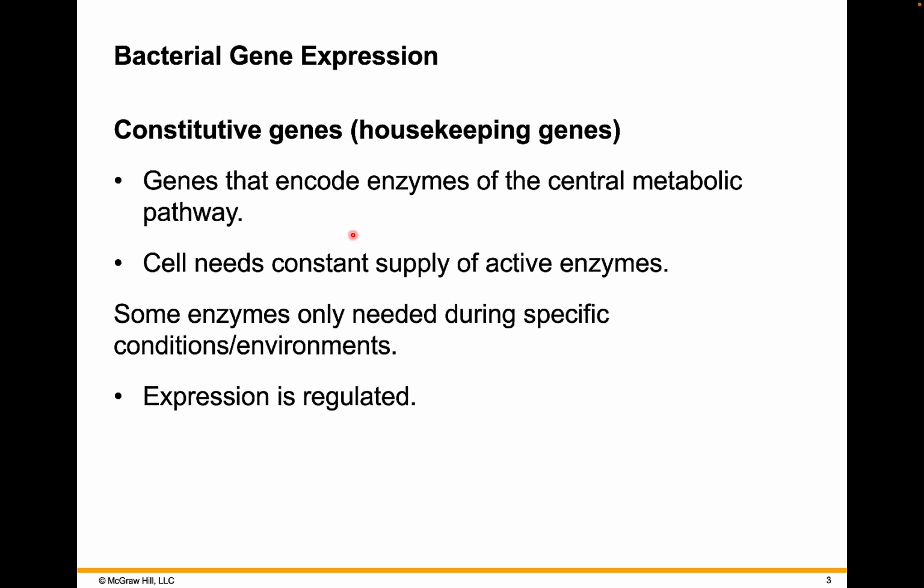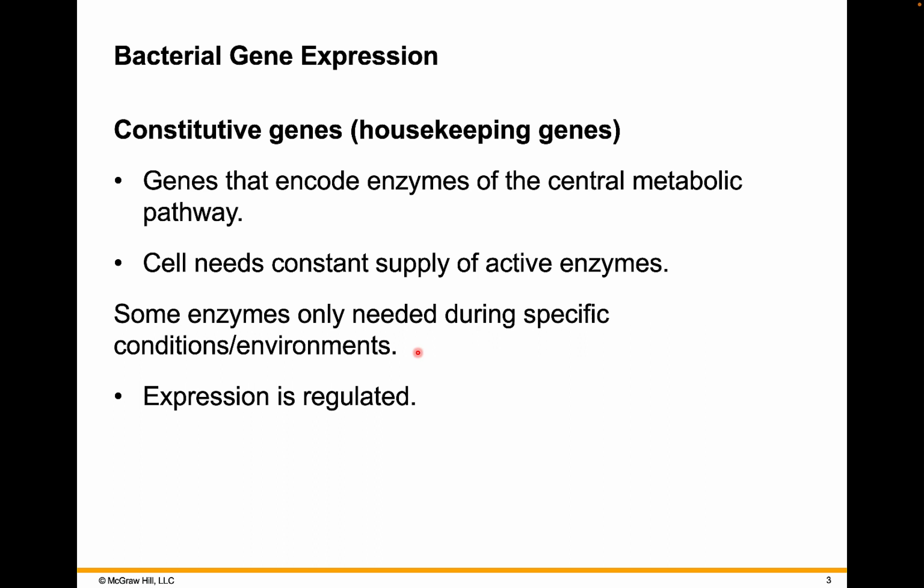On the other hand, there are some enzymes that are only needed during specific conditions in the environment. In a eukaryote, this could be very specific to a tissue. Say, for example, a liver will synthesize some enzymes that will never be produced in a nerve cell. A nerve cell produces some neurotransmitters, which will never be produced in, say, epithelial cells.